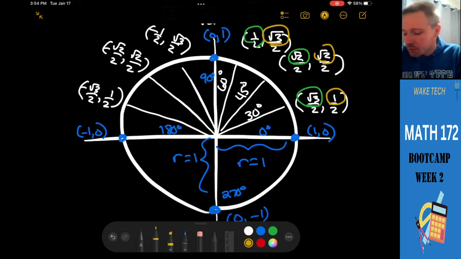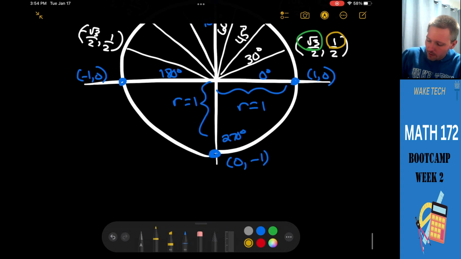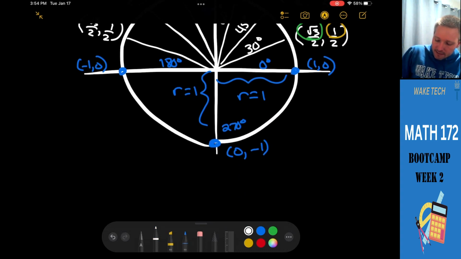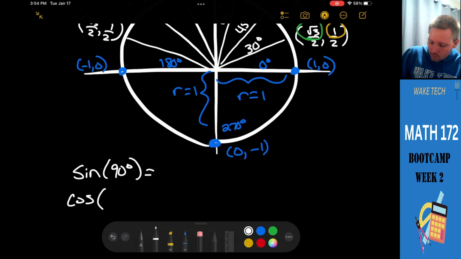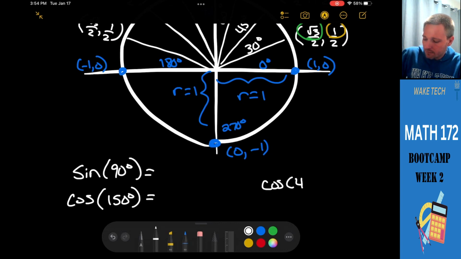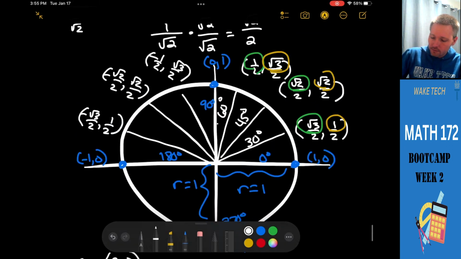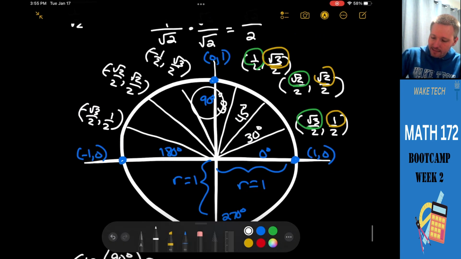And again, what we would use this for, we've answered a couple of these along the way: if we need to figure out sine at 90 degrees or cosine at 150 degrees, or cosine at 45 degrees, we would just go to the circle, find our angle, 90 degrees, and get its sine ratio, that's the y one. So go to 90, get y, that's 1. So sine at 90 degrees is 1.